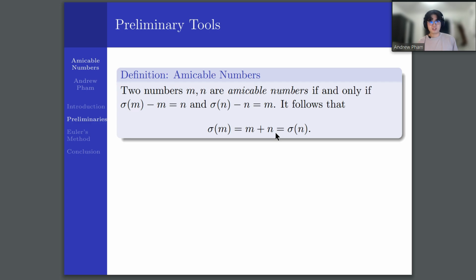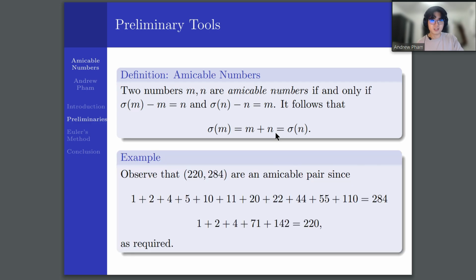And given an example, we can confirm now that 220 and 284 are amicable, because if we take the sum of the factors of 220 that exclude 220, we'll get 284. And the same thing, we take the divisors of 284, except for 284, we'll get 220, confirming that they're amicable with each other. With that being said, let's get down to how Euler was able to do it.